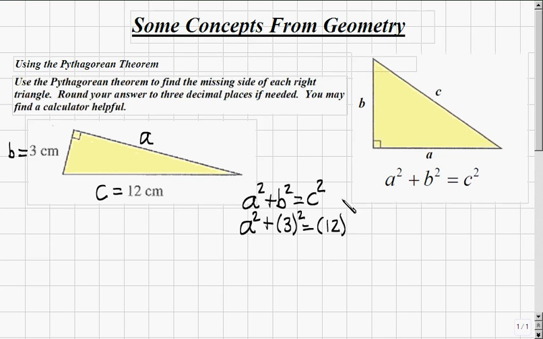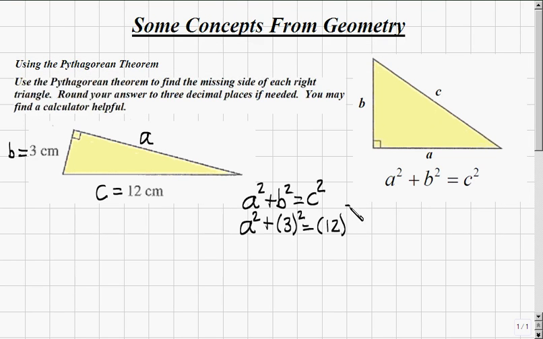Next, let's use order of operations to simplify our exponents. So 3 squared is 3 times 3. So this problem becomes a squared plus 3 times 3 is 9, equals 12 squared, which is 12 times 12, which is 144.